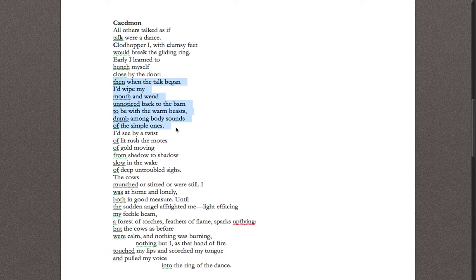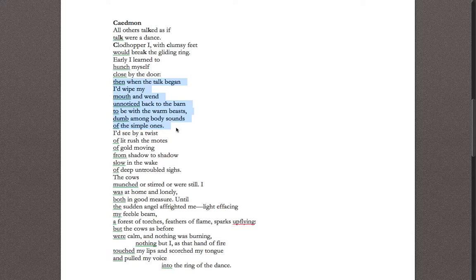Another category is the P and the B category. It doesn't have a specific name, but P's and B's often indicate a feeling of disgust because you have to push the air out of your mouth when you say it, and they carry with it this distasteful quality. So we have began, wipe, back, barn, bee, beast, dumb, body, simple.